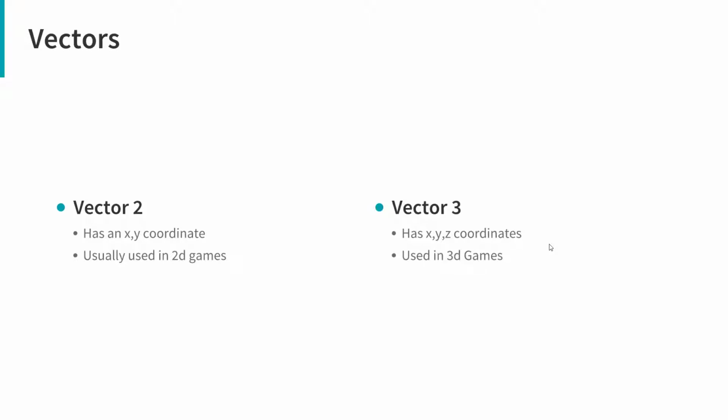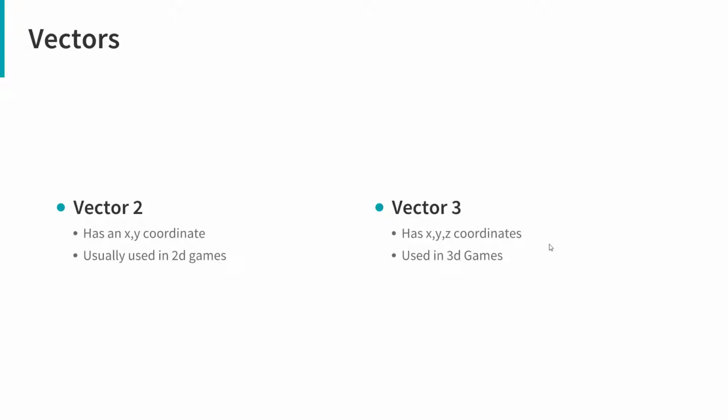You don't have depth in them, really. So you just go left or right or up and down, right? So, 2D games, like if you ever played Terraria or any sort of side scroller, like the original Street Fighter, stuff like that, right? No depth. Vector 3s have an X, Y, and Z coordinate, which is used in 3D games.